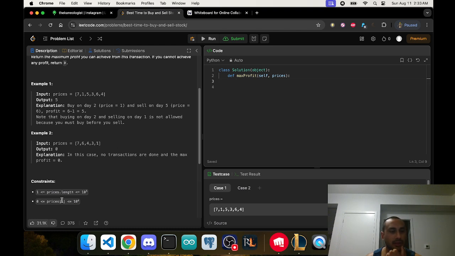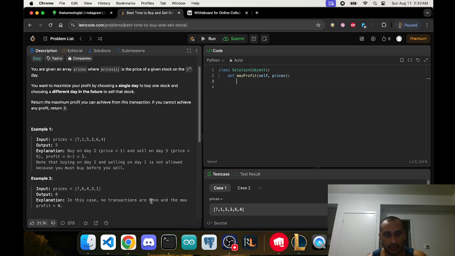So the length is going to be between 1 and 10 to the 5, prices.length. And prices is between 0 and 10 to the 4.